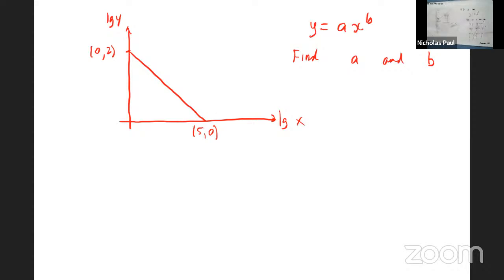Right, so what he said to do is to linearize it. After you linearize it, you will know what's the gradient and what is the y-intercept. Actually, I gave you this one already, so you should know what it looks like. Hurry up. Linearize it, and then find A and B. Right, so you do have to draw the graph.